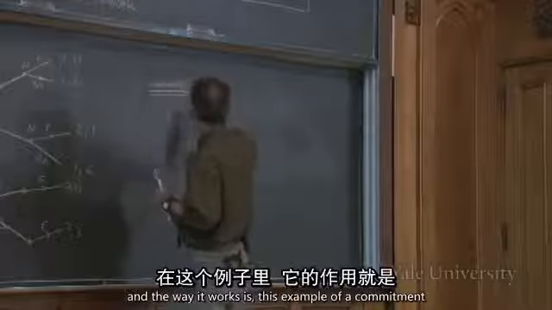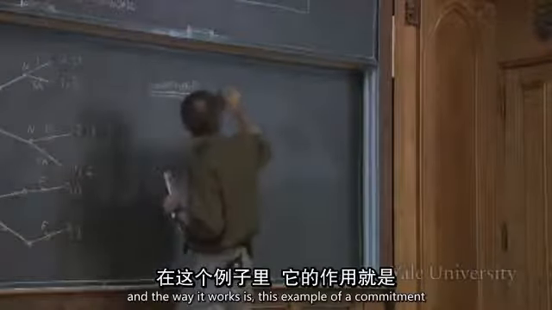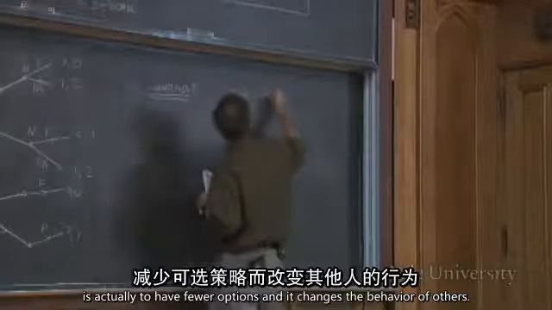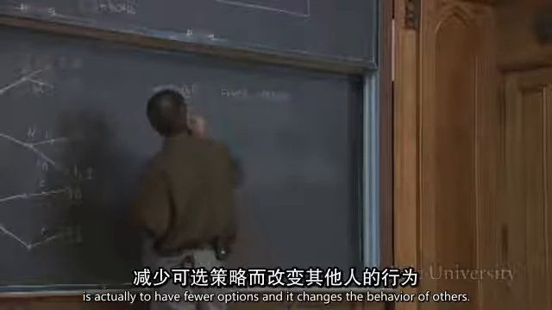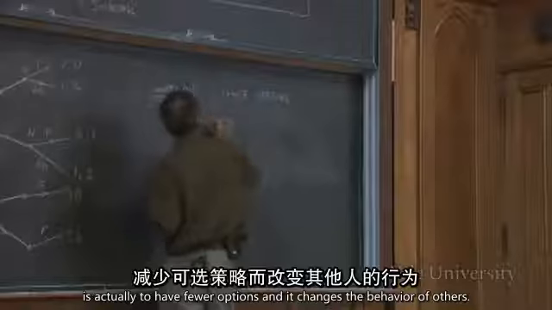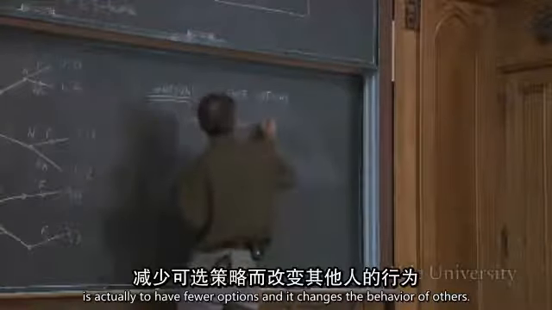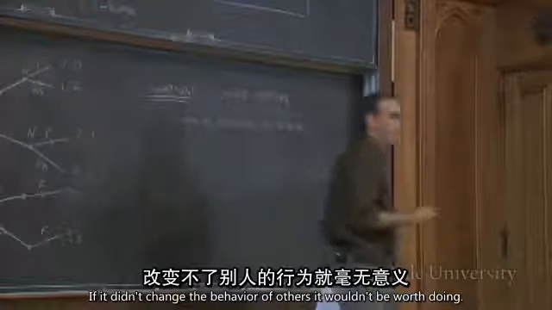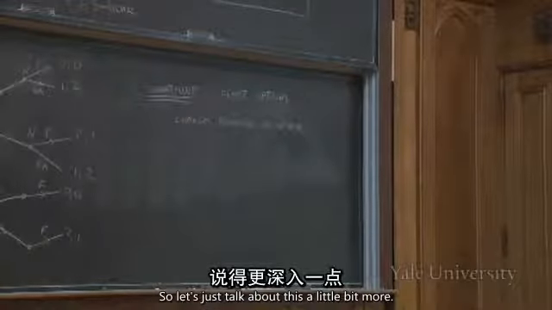It's a commitment, and the way it works is, this example of a commitment is actually to have fewer options. To have fewer options, and it changes the behavior of others. If it didn't change the behavior of others, it wouldn't be worth doing. All right. So let's just talk about this a little bit more.